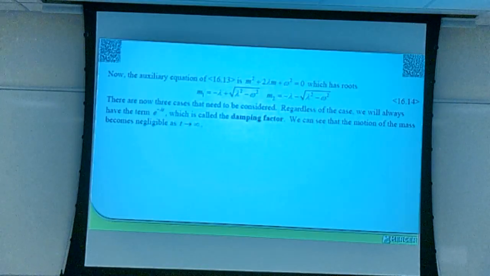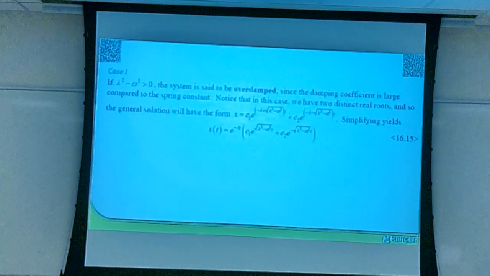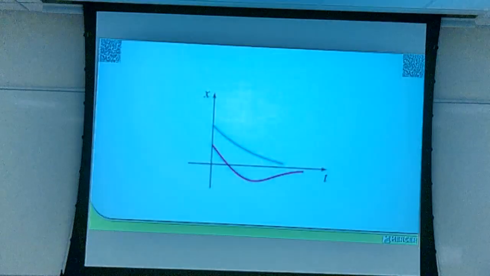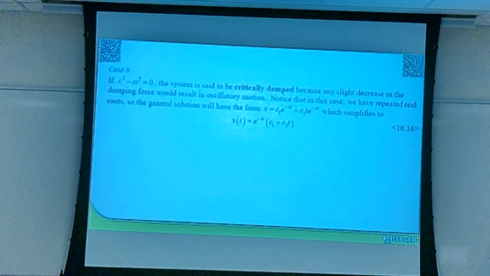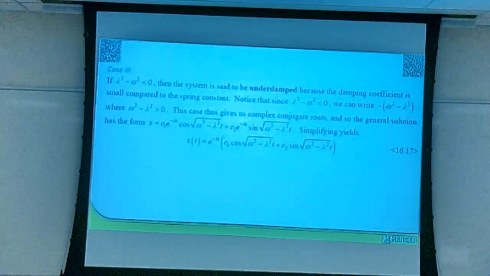And then you have a damping factor, and you also have a steady state solution, which is what happens when t goes to infinity. There are three cases, I believe: the overdamped case, a critically damped case, and an underdamped case. Just read through it.